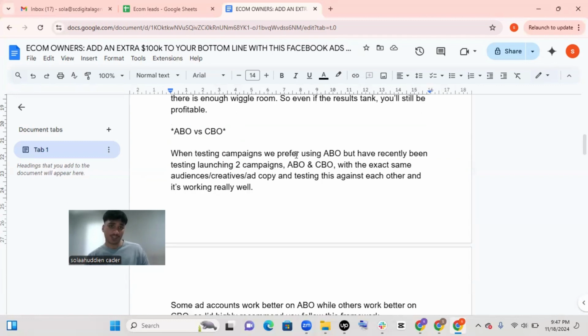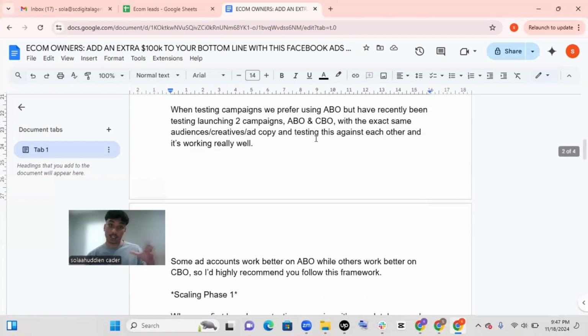So when testing campaigns, we prefer to, of course, use ABO. This has always worked well for us. It works well in most of our accounts. But as I mentioned, in certain accounts, CBO works much better. So we test the ABO campaign against the CBO campaign.